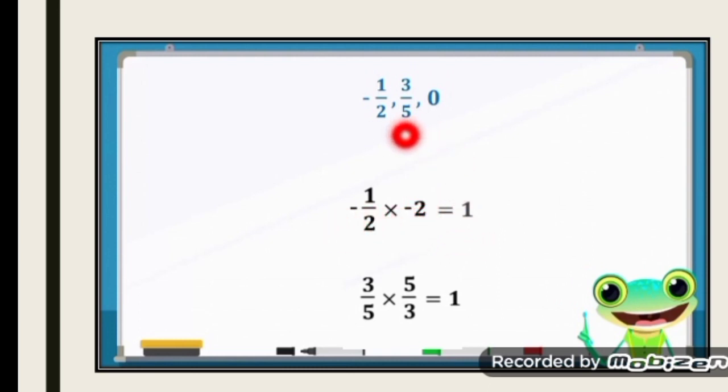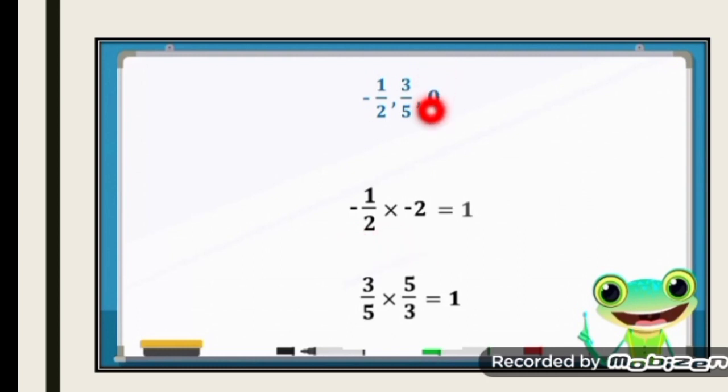Similarly, the reciprocal of 3 by 5 is 5 by 3. 3 will be cancelled by 3 and 5 will be cancelled by 5 and the product will be equal to 1. So these are the reciprocals of each other and also the multiplicative inverse of each other.